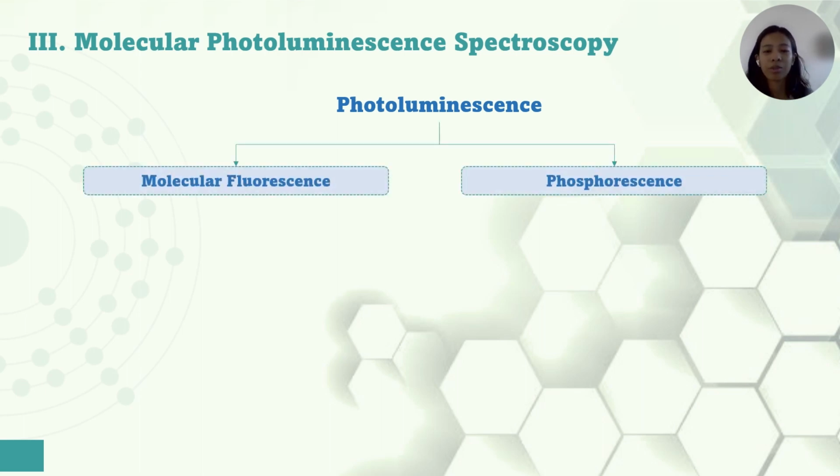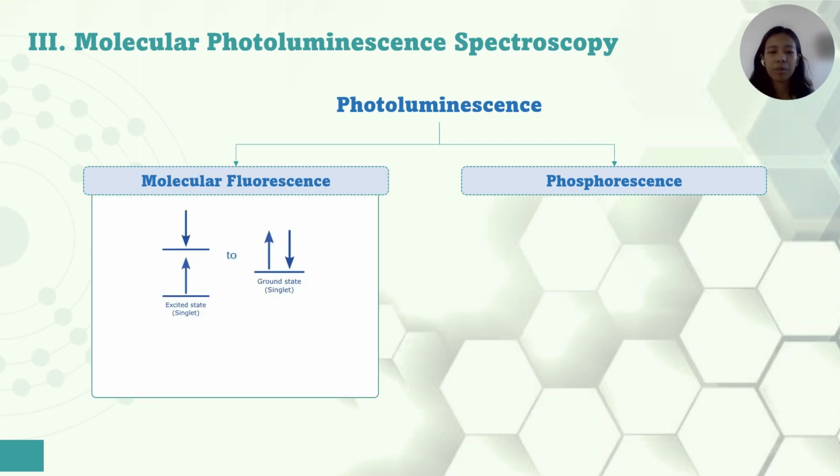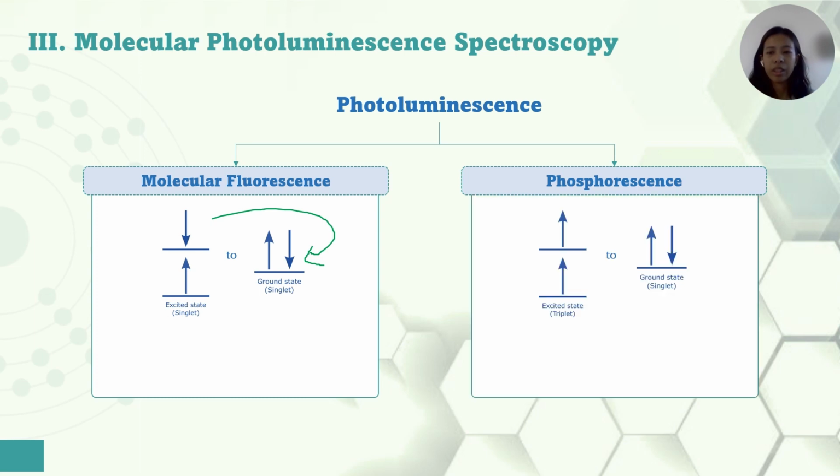For fluorescence, the decay of the molecule is from the singlet excited state to a singlet ground state, from which an electron returns to the ground state with a similar spin orientation. Meanwhile, an electron spin of a triplet excited state to a singlet ground state is observed for phosphorescence, and electrons return to the ground state with a different spin orientation.